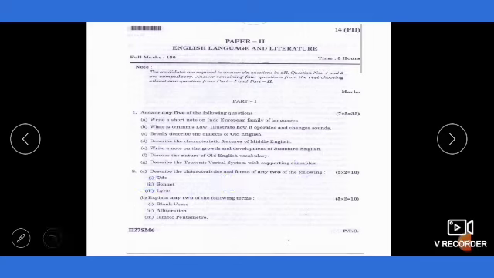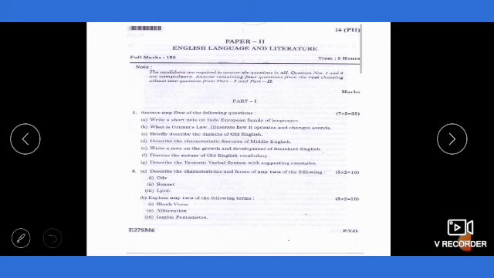Okay. Next move to B. Explain any two of the following terms. Blank verse, alliteration, iambic pentameter. It is also of total 10 marks. You have to attend only 2 and each question is of 5 marks. That is total of 10 marks. Okay, these short notes and explanations you have to know. I will provide it, no worries.